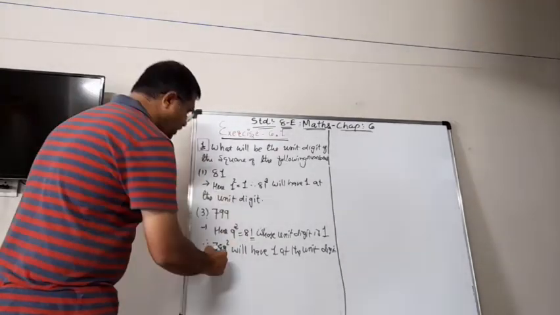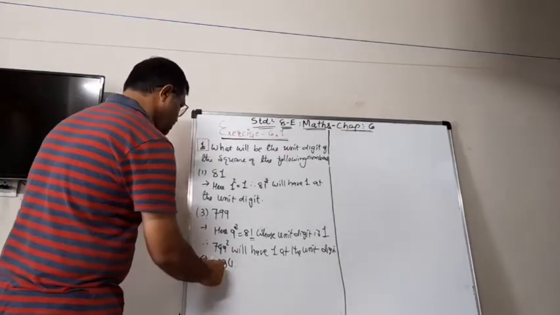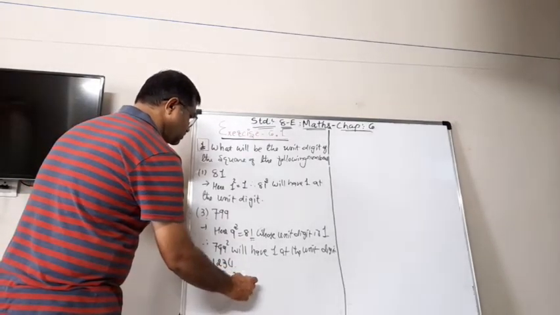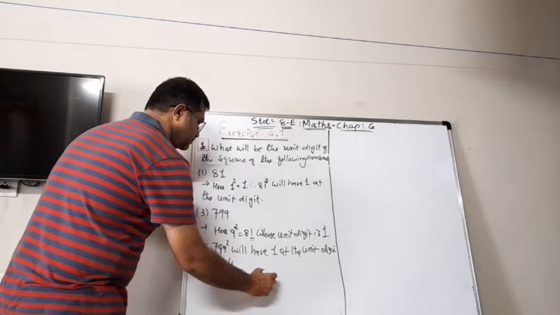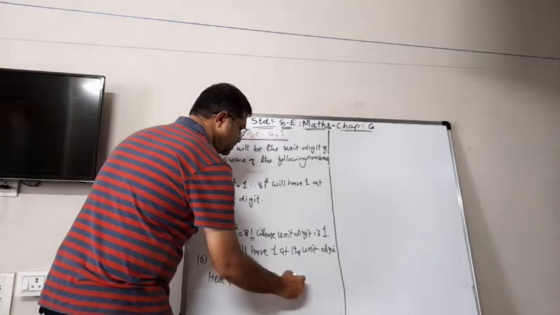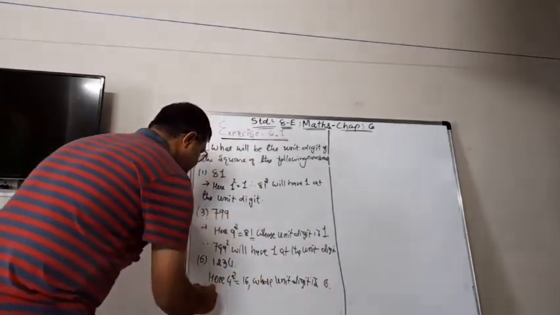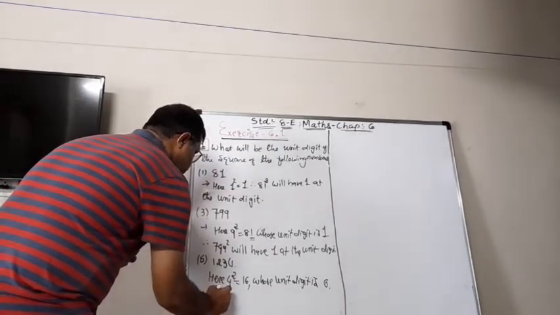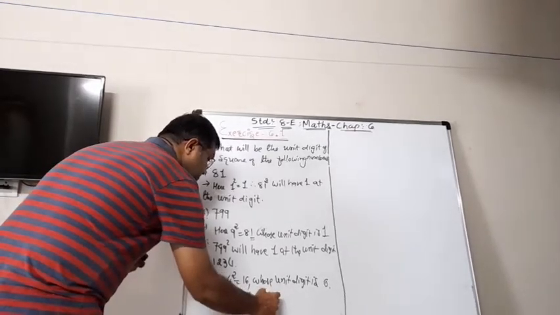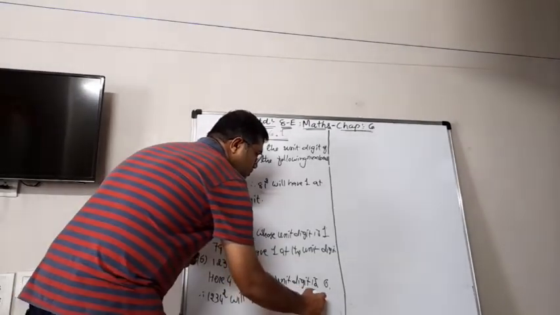Now the fifth one. Fifth one is 1234. So here 4 square is equal to 16. What is the unit digit? 6. Unit digit is 6. Therefore, 1234 square will have 6 at the unit digit.